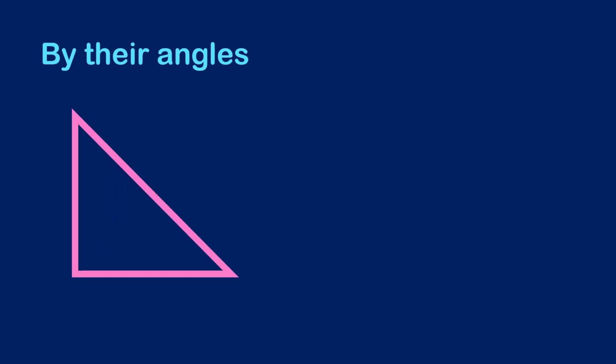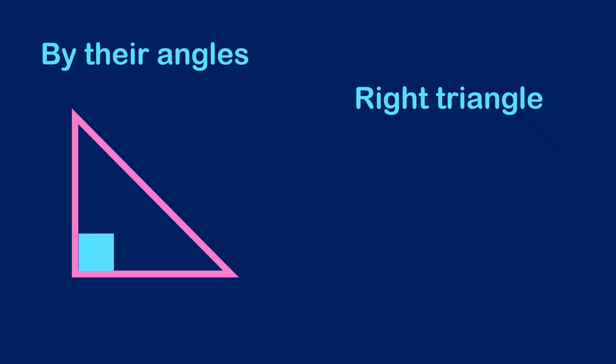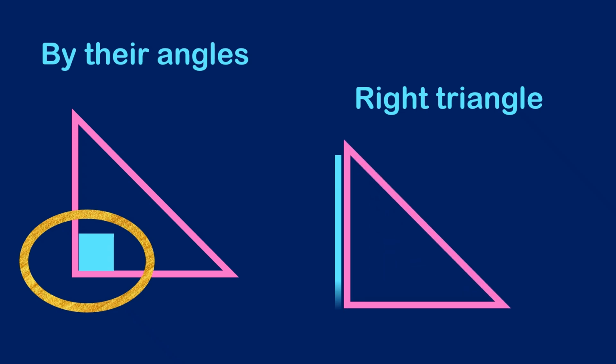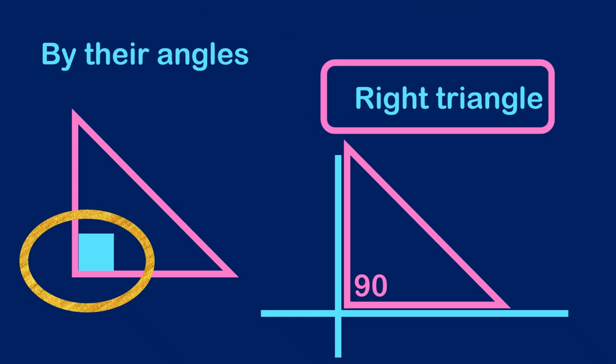Moving on again. How about by their angles? Not sides, angles. So let's see. This guy is a right triangle. But why? Well, because this angle right there is a right angle. Very cool. Those lines that form that angle are perpendicular, and that means this is 90 degrees, a right angle. So remember, right triangle because of the right angle.